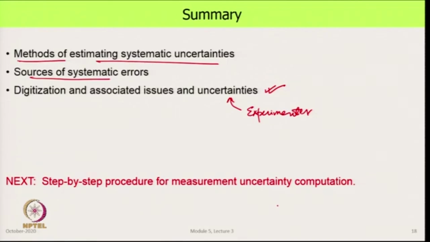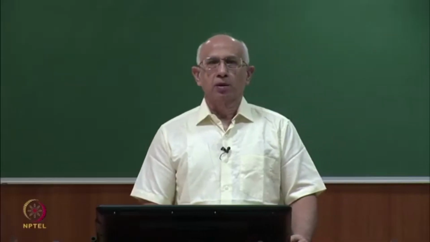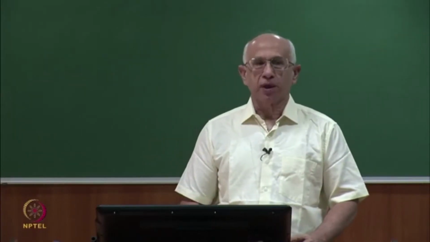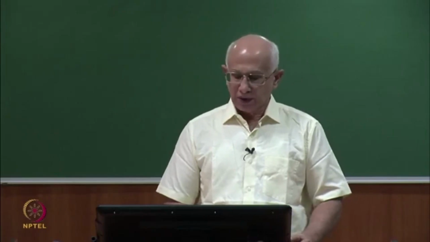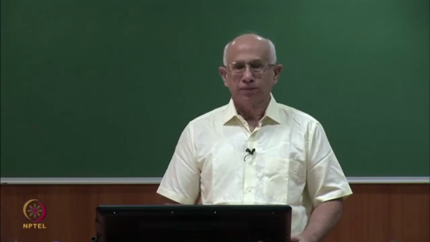So, that brings us to the end of this discussion on systematic standard uncertainties. In the next lecture, we will summarize this with a step by step procedure for calculation of measurement uncertainty. So, this concludes the third lecture on uncertainty in a measurement. This was about systematic uncertainties and we stop at this point.